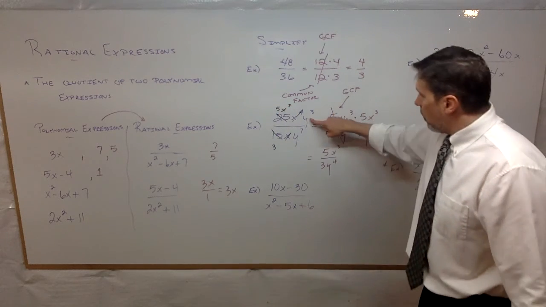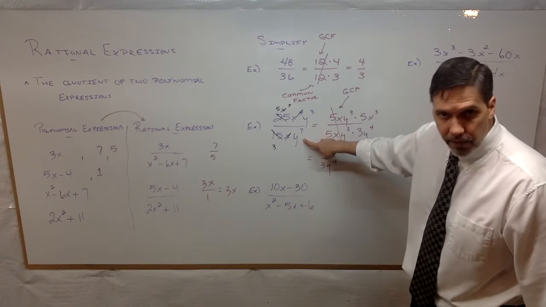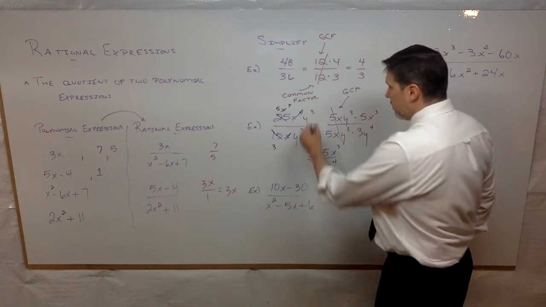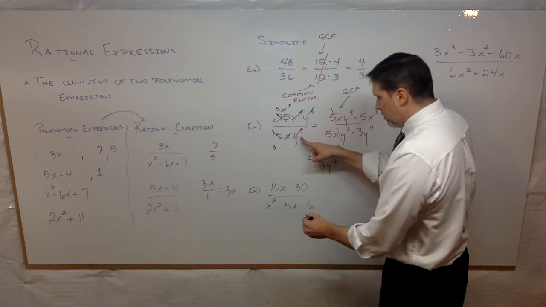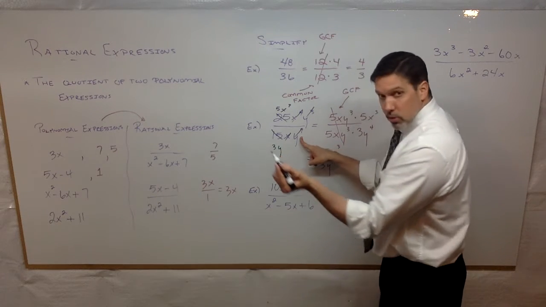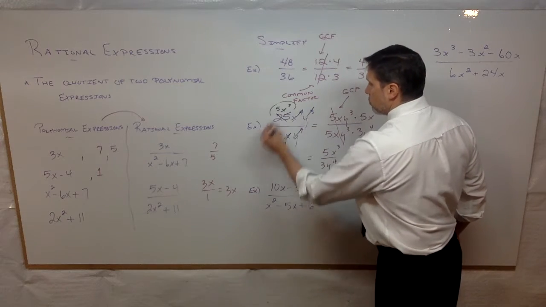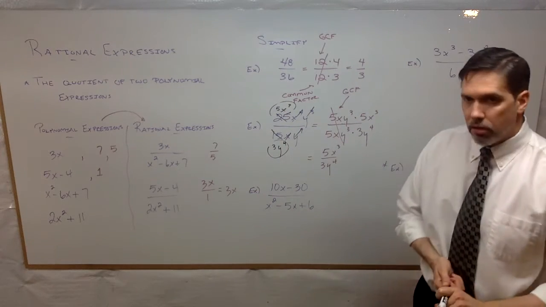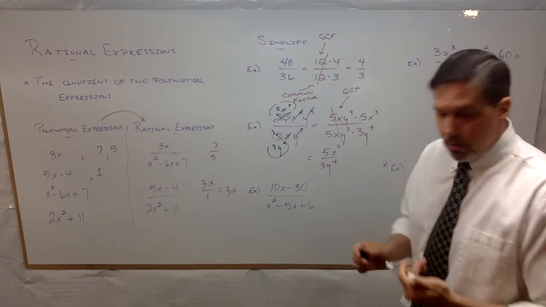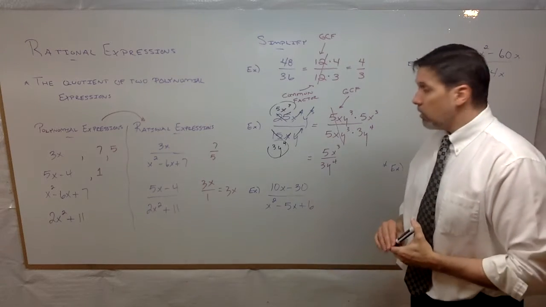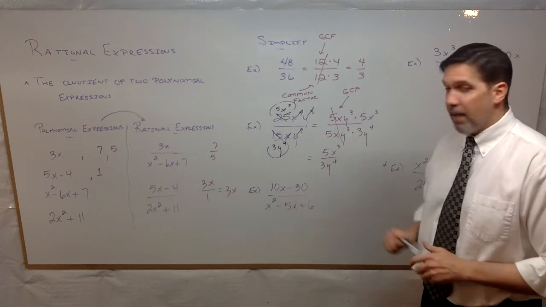Okay? Likewise for the y's. 3 factors of y in the numerator, 7 in the denominator, leaves me with 3 canceling. 3 canceling out of this y to the 7th will leave me with y to the 4th. And you can see my final answer is the same as what I had before. 5x to the 3rd over 3y to the 4th. So that's how you handle it when it's monomials. That's probably a faster way.